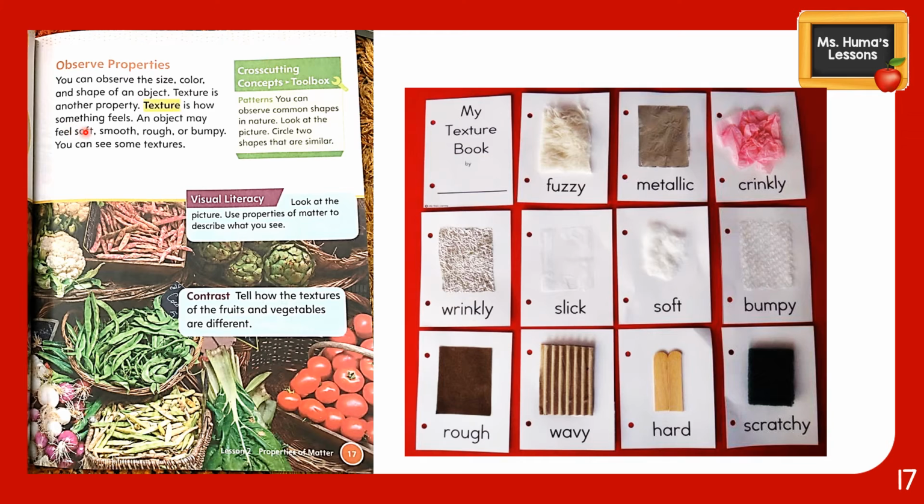Texture is how something feels. When you touch it, how does it feel? An object may feel soft, it may feel smooth, it may feel rough or bumpy. We can understand about the textures by seeing the opposite of it. Like soft and the opposite is hard. Like here we can see soft. The cotton is soft and wood is hard. If you touch it, you see it's hard and it's soft.